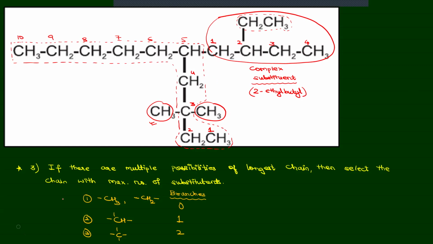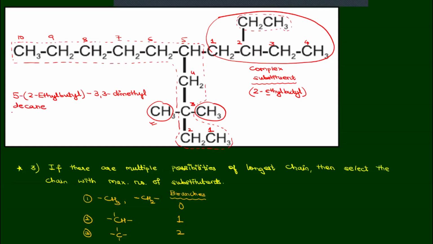Now, if I complete the name over here, then the E of ethyl and the M of dimethyl should be considered for alphabetical order. In that case, on the fifth carbon, this entire substituent 2-ethyl butyl should be written as 5-(2-ethyl butyl), 3,3-dimethyl, and the parent of 10 would be decane. So that is the complete name of this alkane. Understood? Yes, sir.